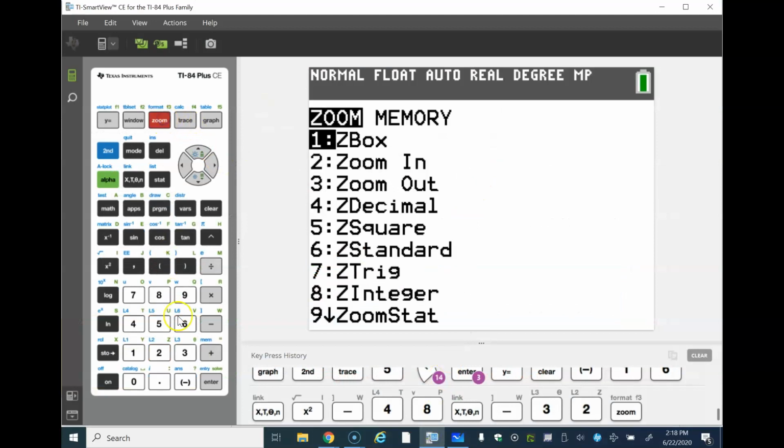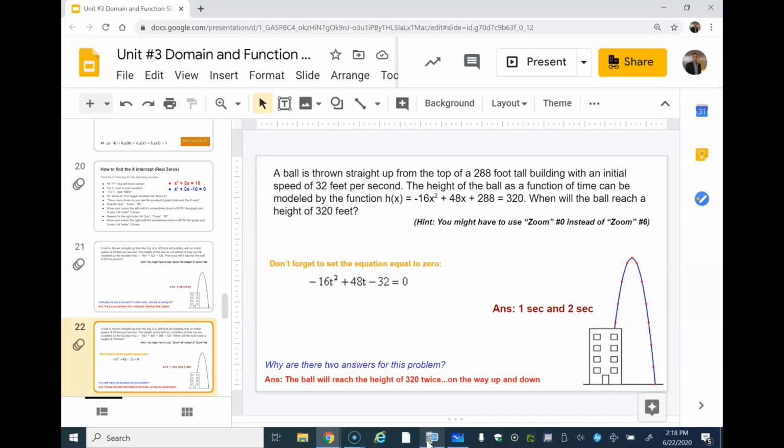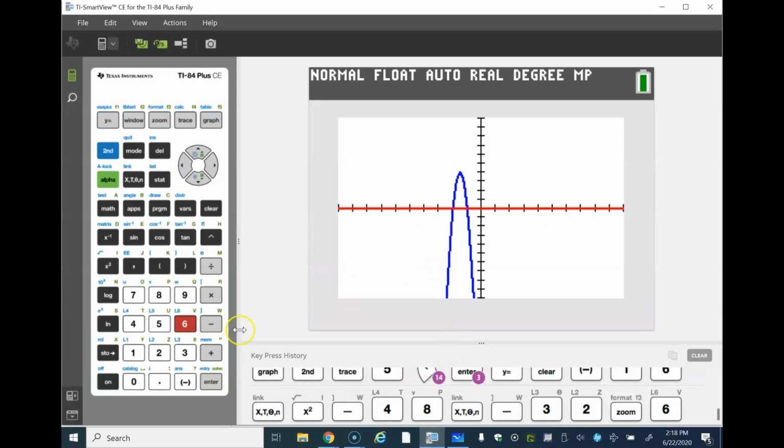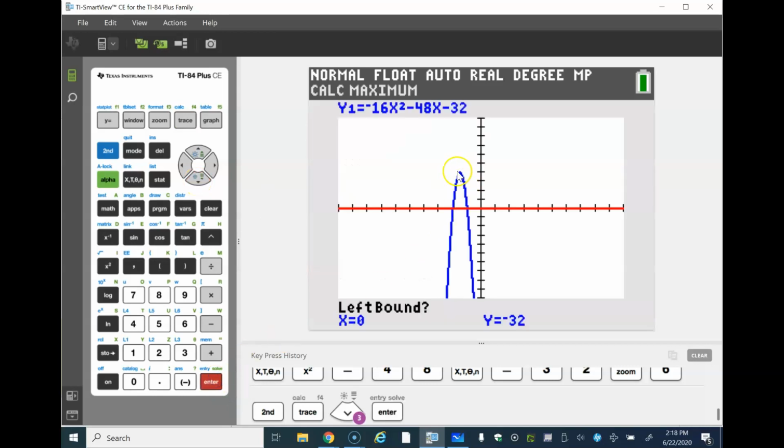You can try Zoom 6 first, but if you don't see a perfect graph that you need to see, then you can do Zoom 0. This looks pretty much good enough that we need. So we go up here and figure out what the vertex is. For the vertex for this particular one, we're going to hit second trace and we're going to hit maximum. Because we see the peak at a maximum, the vertex at a maximum point, then we're going to hit the maximum.